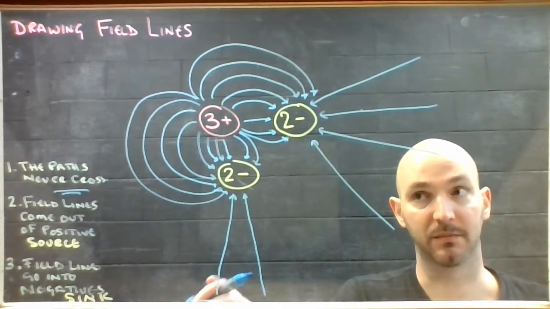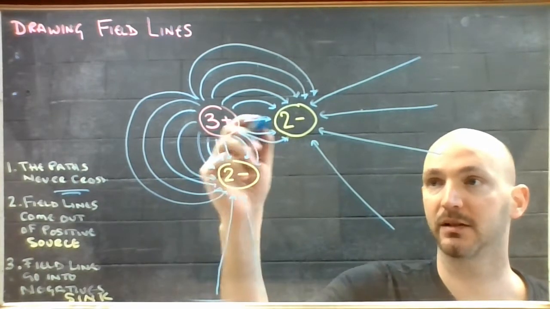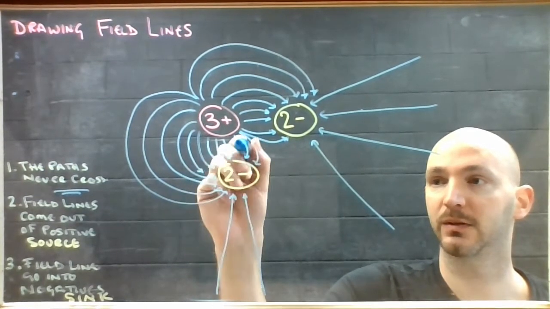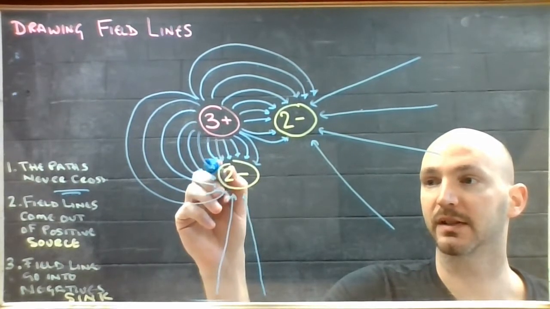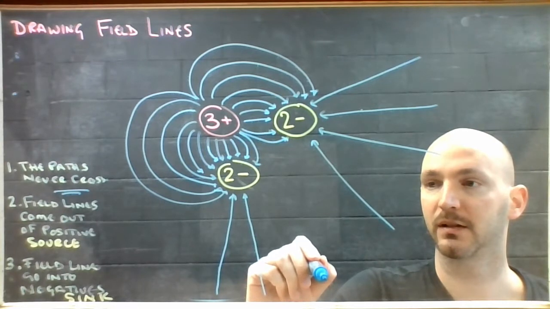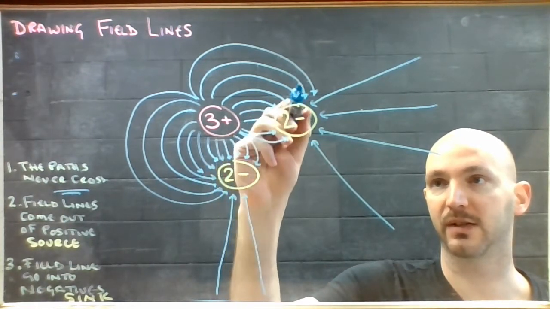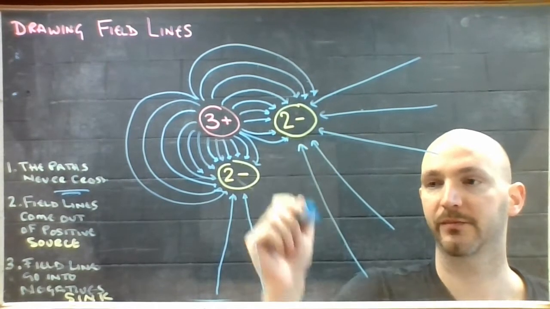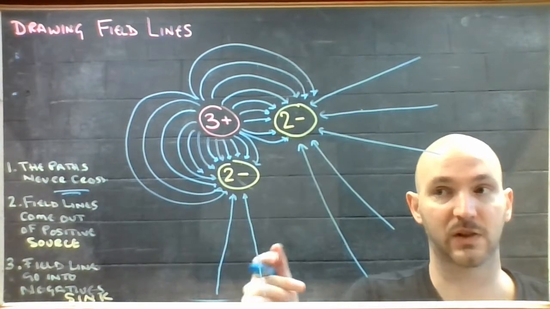Now I could keep sketching this, and that'd be good. I can keep doing it. 1, 2, 3. Yep, I need 14 per charge. And 1, 2, 3, 4, 5, 6, 7, 8, 9, 10, 11, 12, 13, 14. Okay, so that's what my field's starting to look like.